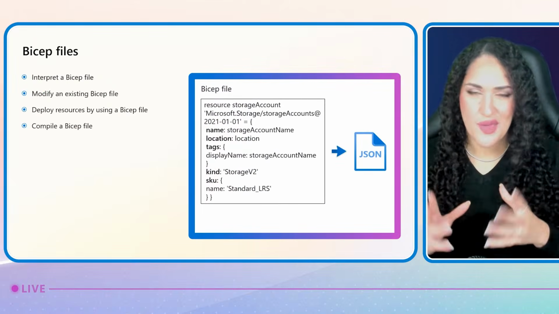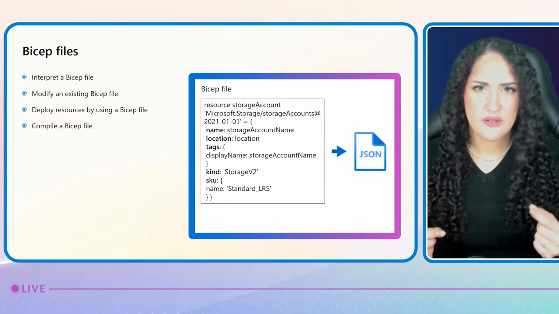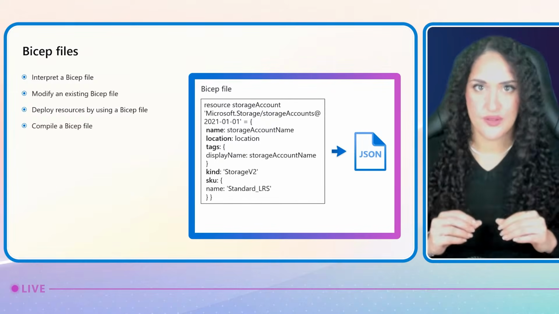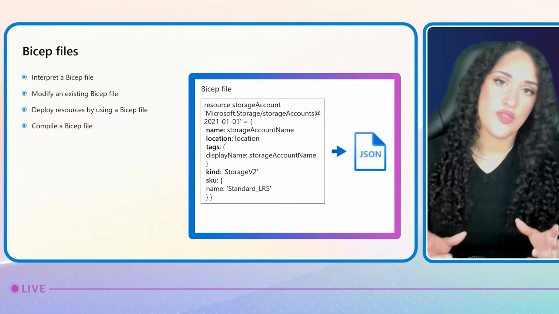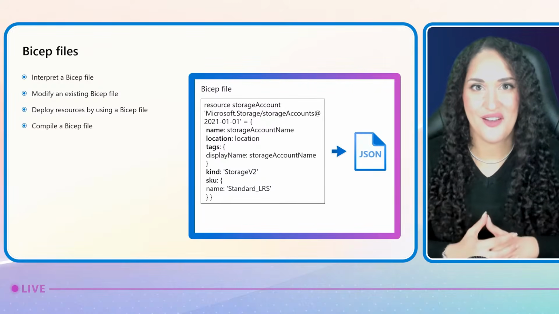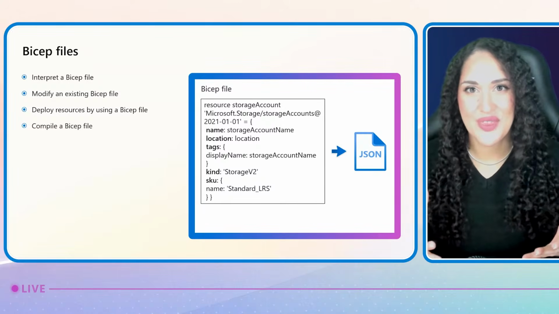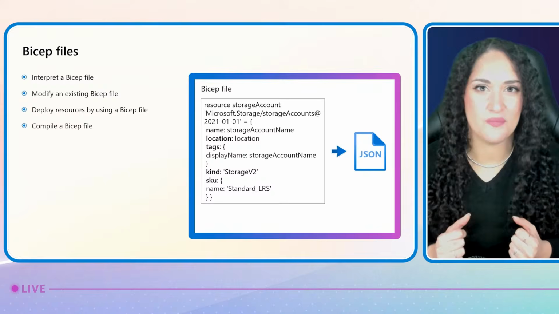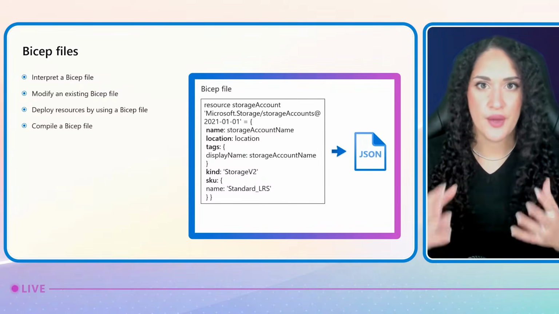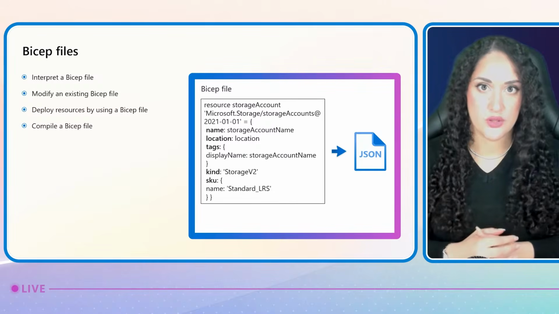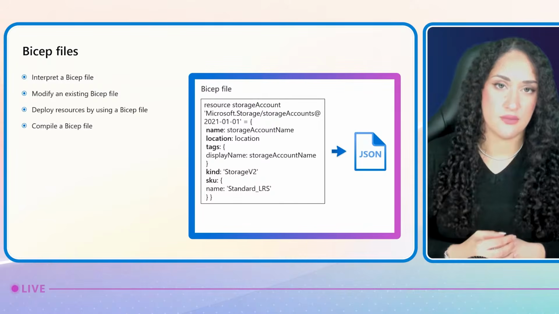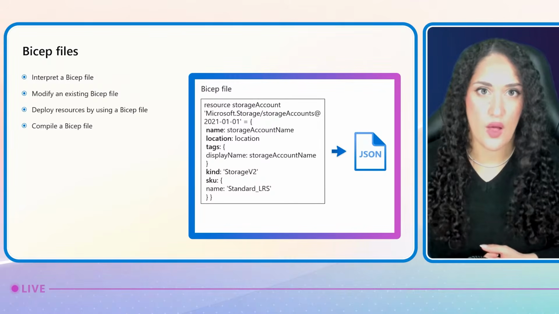Bicep is a domain-specific language that simplifies ARM template authoring. It's cleaner and more readable than JSON templates. For the exam, it is important to know how to interpret and modify Bicep files, deploy resources with them, and compile Bicep to ARM. Make sure for the exam you understand the key features like parameters, conditions, loops, and modules. Bicep is increasingly important in the Azure ecosystem, and this is reflected in the exam as well.